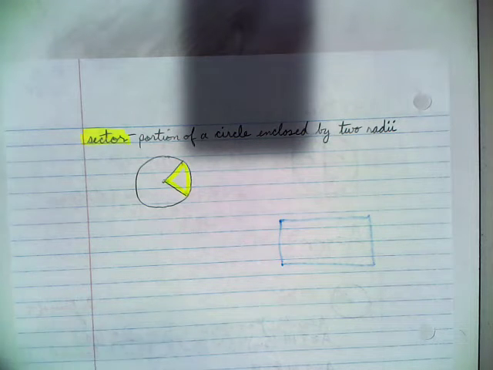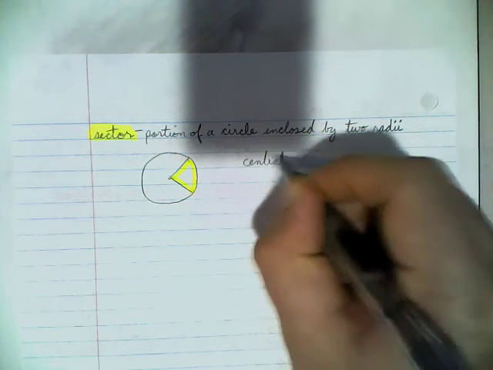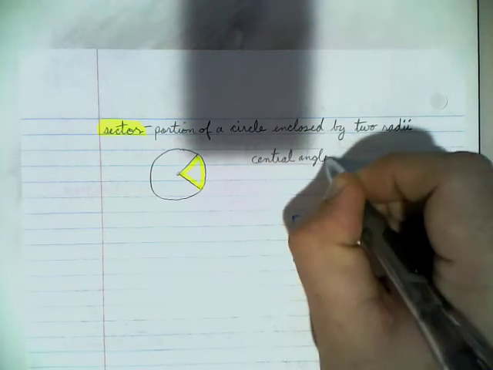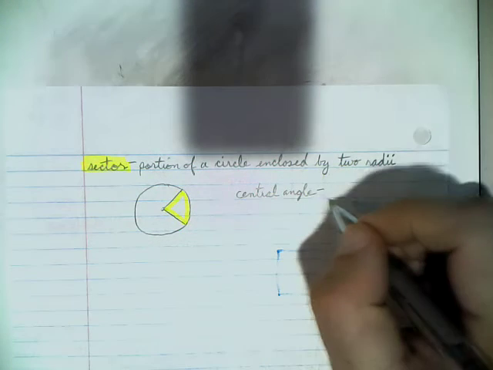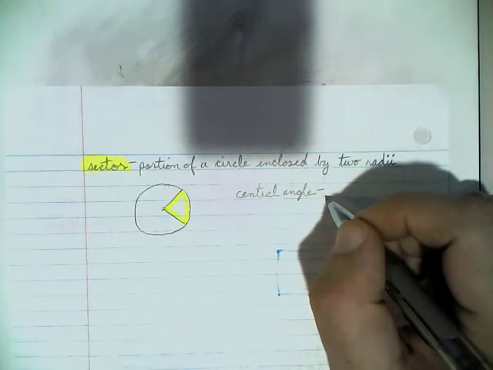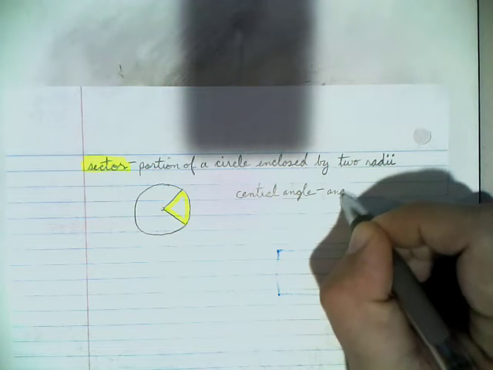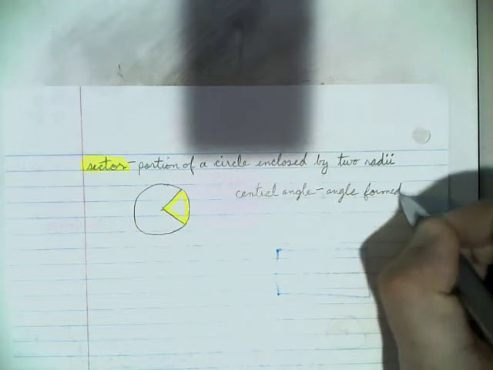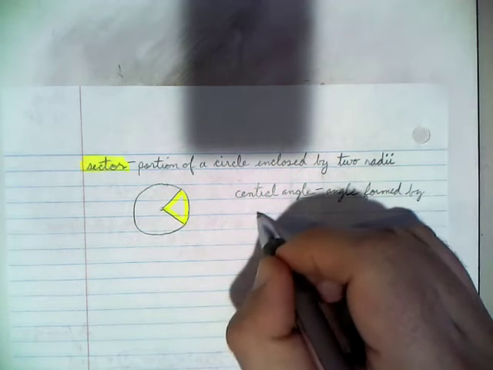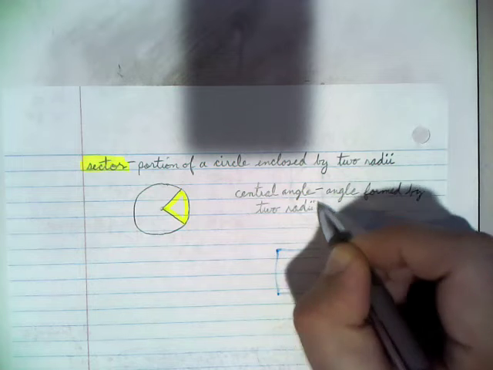And whenever we have a sector, we end up getting what's called a central angle. Now, central angle is another vocab term, but I'm not going to highlight in yellow because I want to color coordinate a little bit here. So, central angle is an angle formed by two radii.